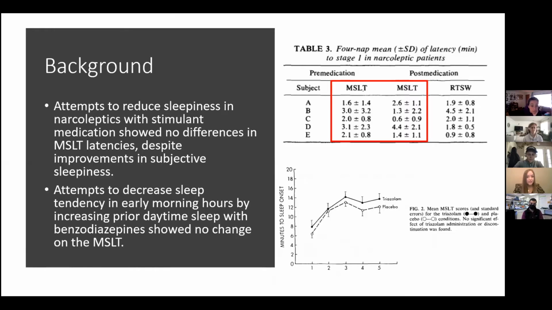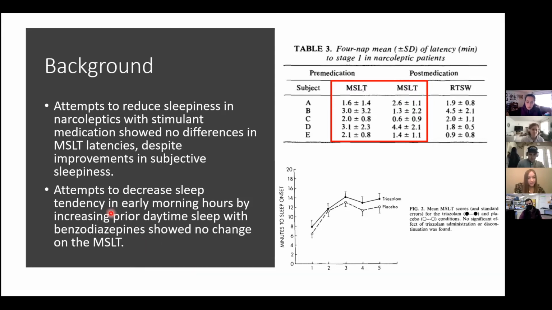A couple of studies looked at this. There's a study done in narcoleptic patients, and basically they were attempting to reduce sleepiness in narcoleptics using a stimulant medication. So here in this table, we're looking at pre-medication versus post-medication in different subjects, and we're really just going to focus on the MSLT data. Basically, they found that there were no differences in MSLT sleep onset latencies pre-medication versus post-medication, despite improvements in subjective sleepiness. So these participants subjectively felt like they were less sleepy, but the MSLT wasn't sensitive enough to display that.